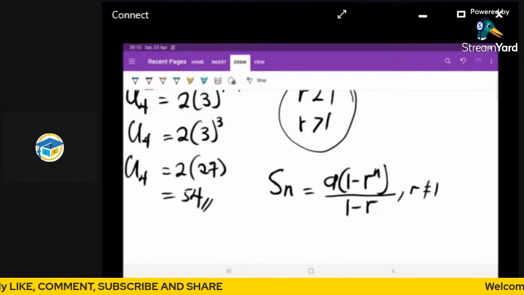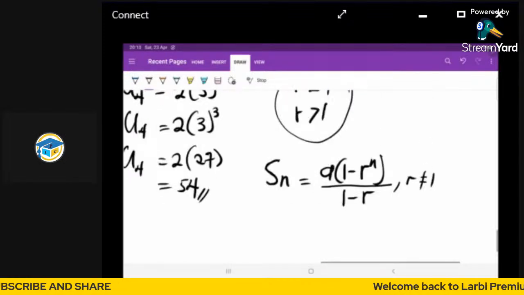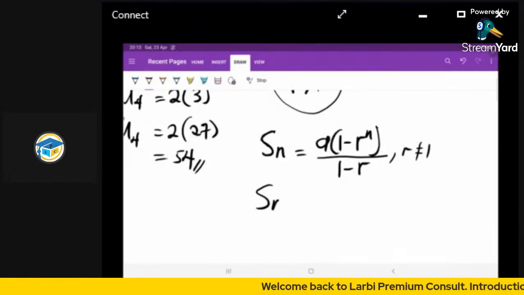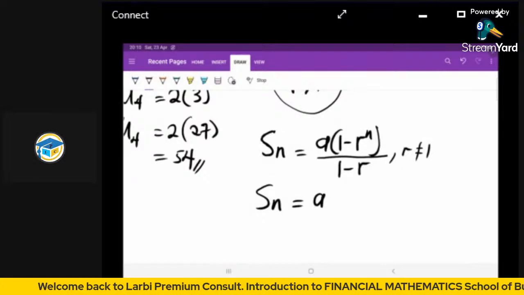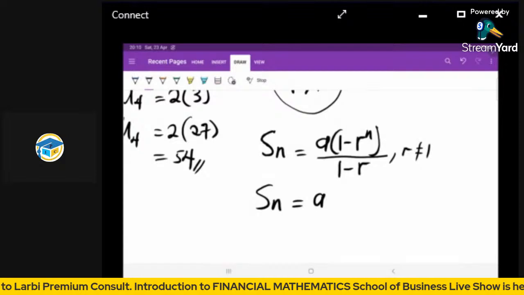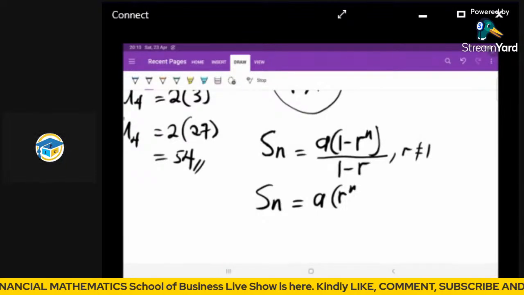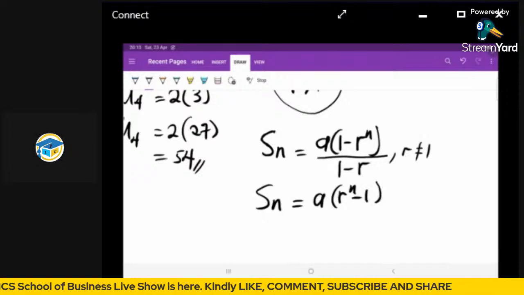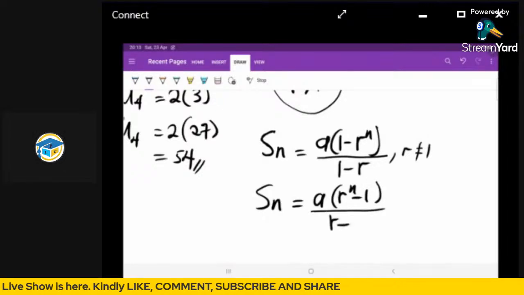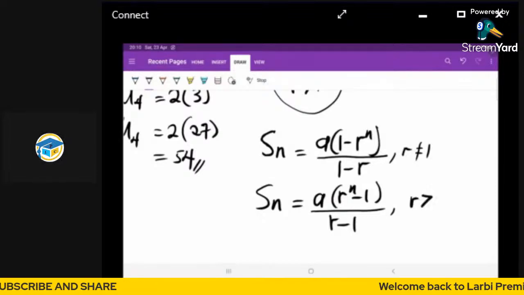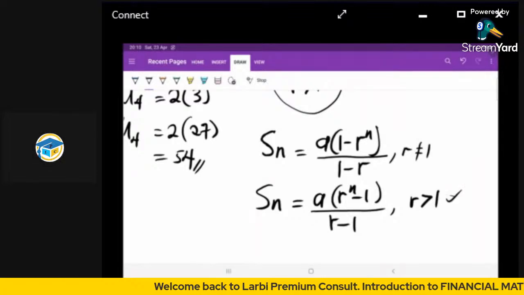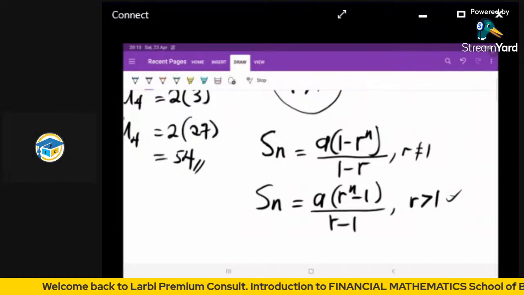We can also use this. You can also have this formula representing the sum. If you have Xn equal to a, actually it's the same thing, but just look at the difference between the two. This is the reason why we use this in this situation. So we can say a into brackets r to the power of n minus 1, all over r minus 1, here in the case where r is greater than 1. So if r is greater than 1, then we go by the second formula.